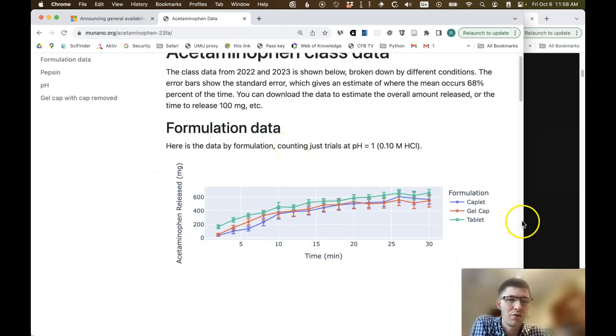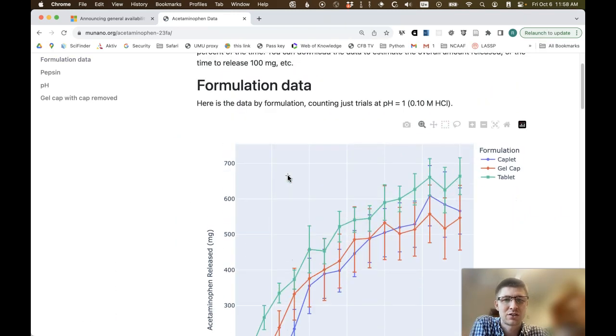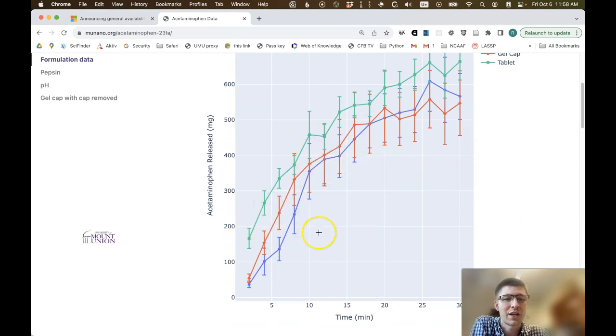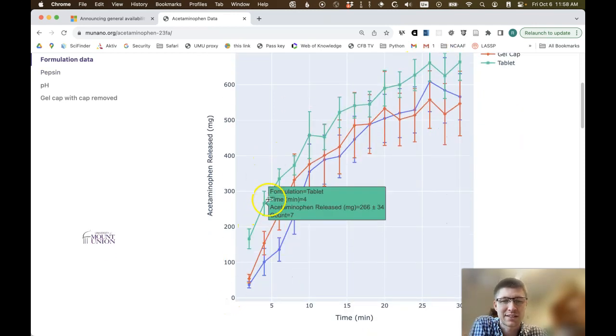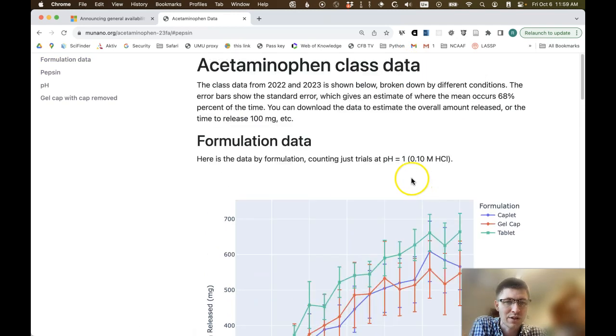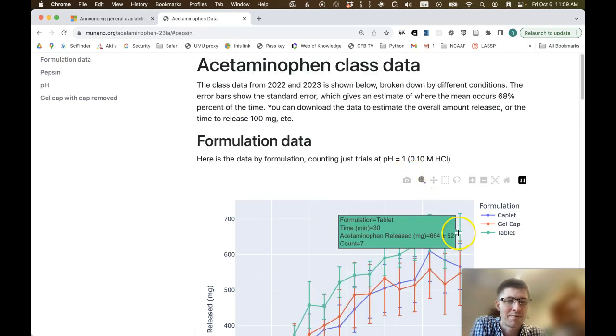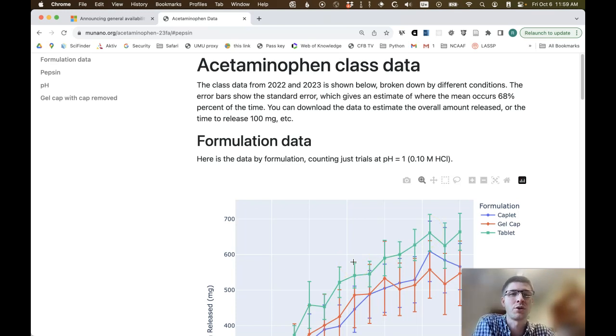You had 3 trials that you did, right? But there are all of these trials from prior years that can be really useful. So here's all of the combined class data for formulation versus time at the normal pH of 1, just using the 0.1 molar HCl. We've got a lot of class data here. You could just include this figure as is if it's relevant for you. Download the plot as a PNG again. It's just a good check on what you did, that your conclusions from 3 trials, hopefully, you can use this to get more robust conclusions.